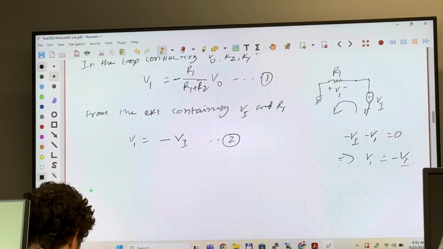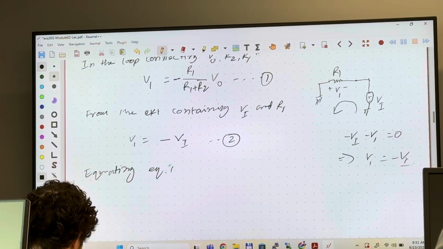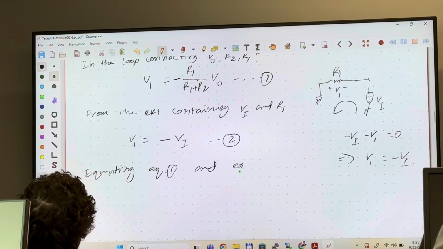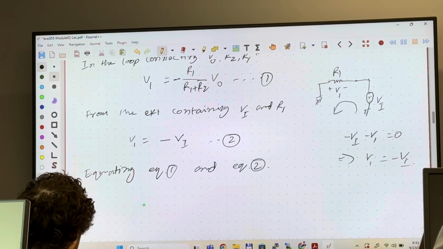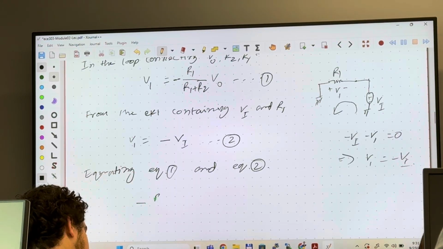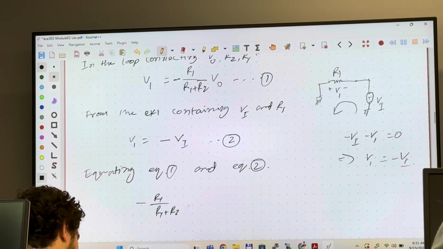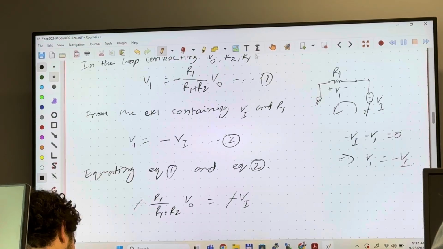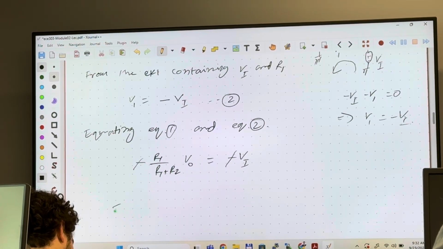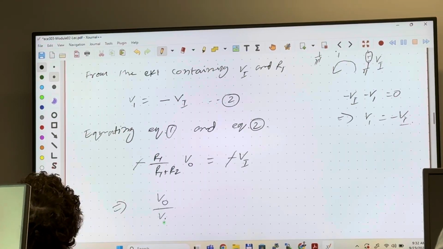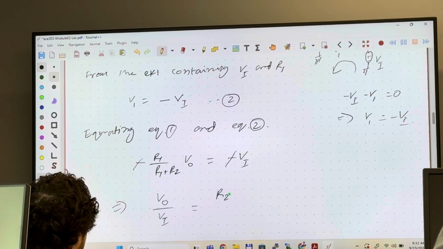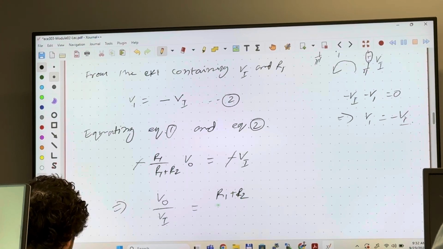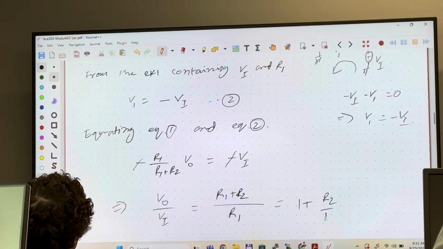Equating equation number 1 and equation number 2, we get negative R1 over R1 plus R2 times V naught is going to be negative V sub I. And this negative disappears. All you get is V naught over V sub I is going to be R1 plus R2 over R1, which is basically 1 plus R2 over R1.